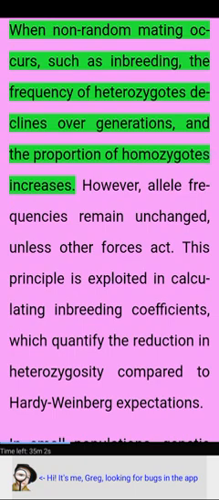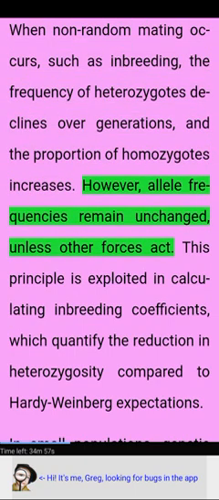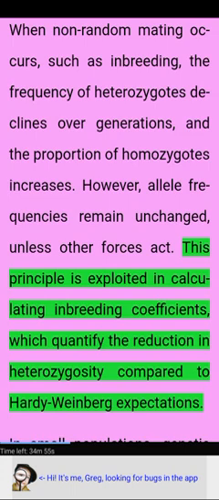When non-random mating occurs, such as inbreeding, the frequency of heterozygotes declines over generations, and the proportion of homozygotes increases. However, allele frequencies remain unchanged, unless other forces act. This principle is exploited in calculating inbreeding coefficients, which quantify the reduction in heterozygosity compared to Hardy-Weinberg expectations.